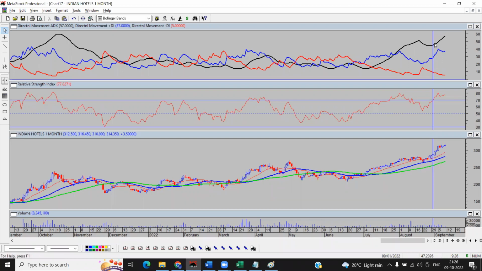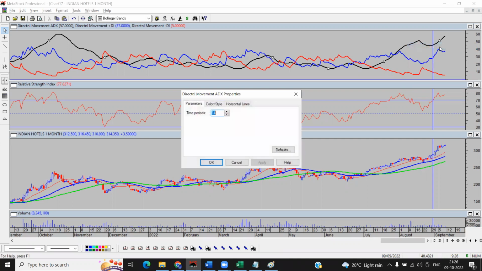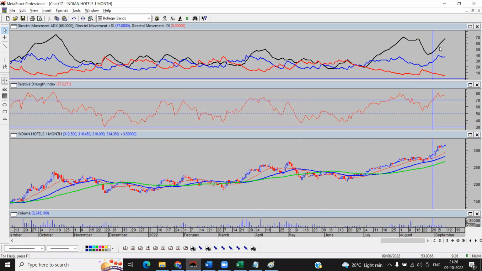You could have got here, that too on 14 period ADX. If you just reduce it to 8, perfect, you would have got it earlier. Sometimes do keep a habit of changing the numbers in ADX. That will help you a lot.